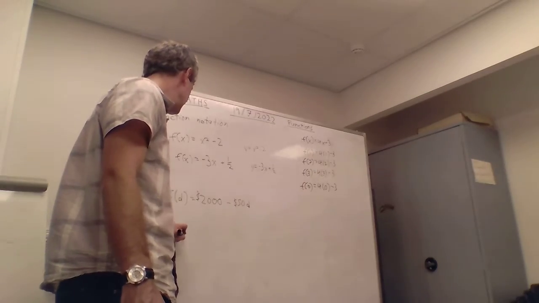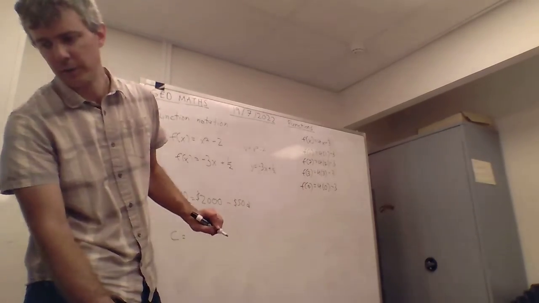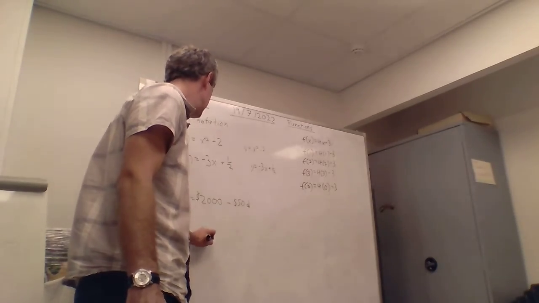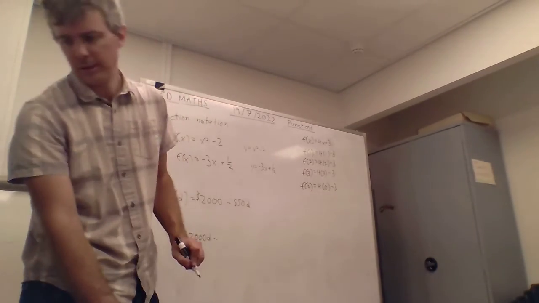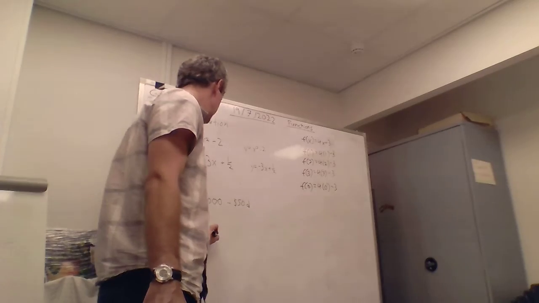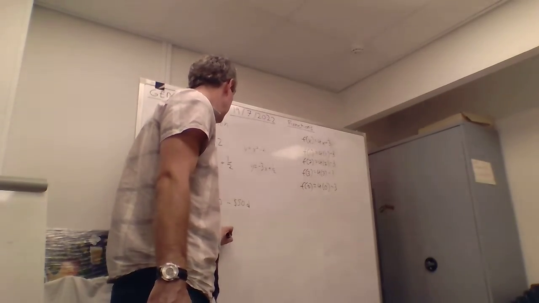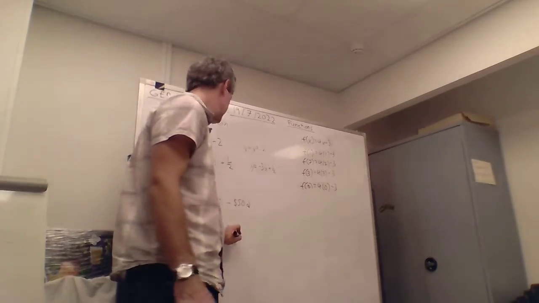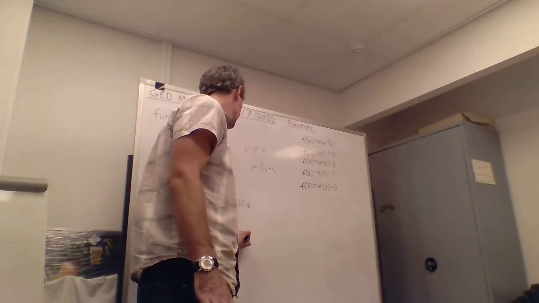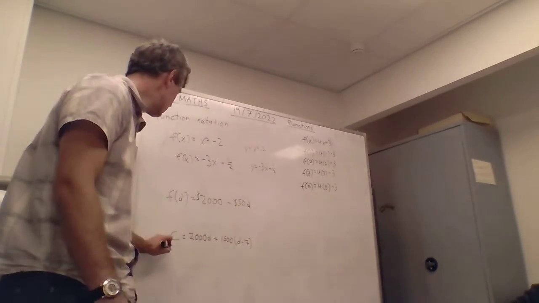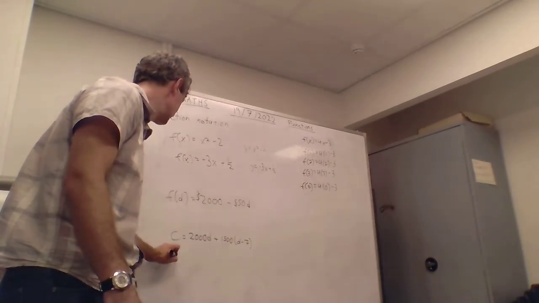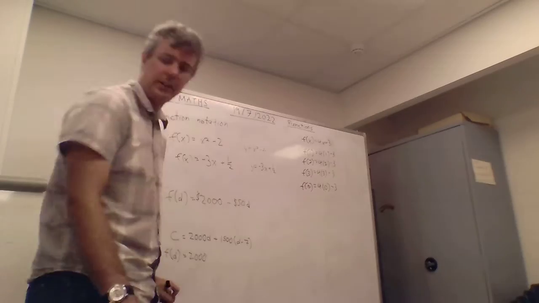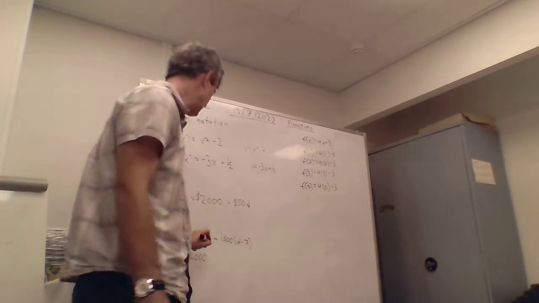And they say C equals 2,000D plus 1,500 times D minus 7. So they say this is a function. But you could also write this as a function of D equals 2,000. Is it D or just 2,000? It's 2,000D, yeah.